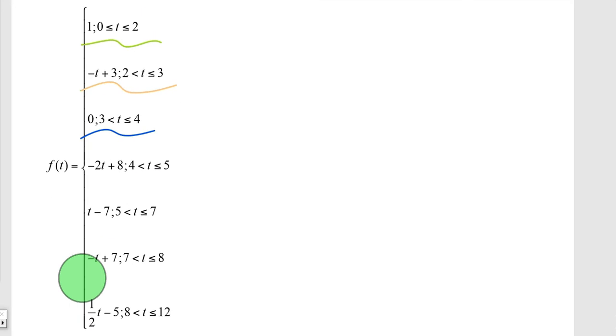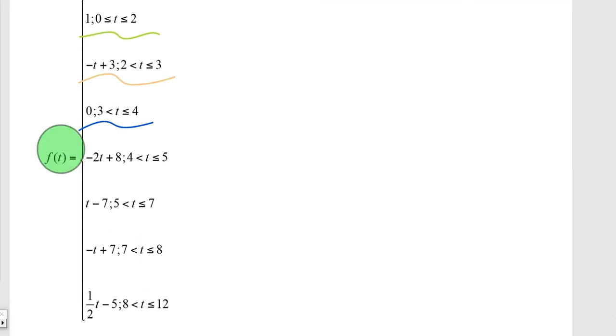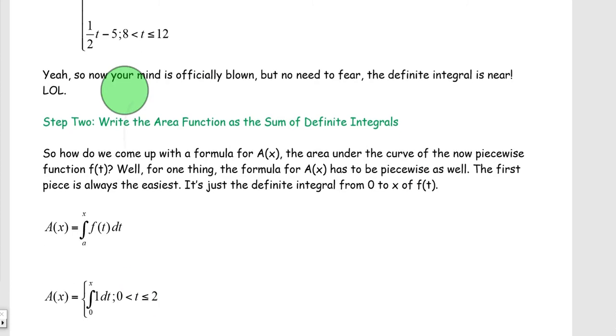So we have a piecewise function which gives us f of t for these different intervals, because for every interval the line changes. It's jagged, right? So there we go. Yeah, so now your mind is officially blown.